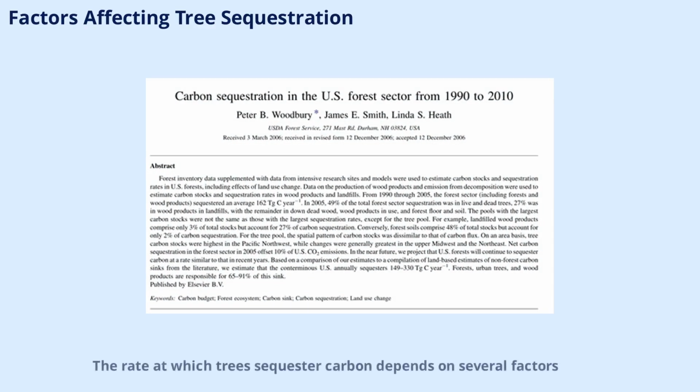The rate at which trees sequester carbon depends on several factors. These include the species of tree, the conditions where it's planted, and the density of its wood. Most research has focused on temperate tree species, and results can vary widely depending on the region. Understanding these variables helps scientists and land managers make better decisions about which trees to plant and how to manage forests for maximum carbon uptake.